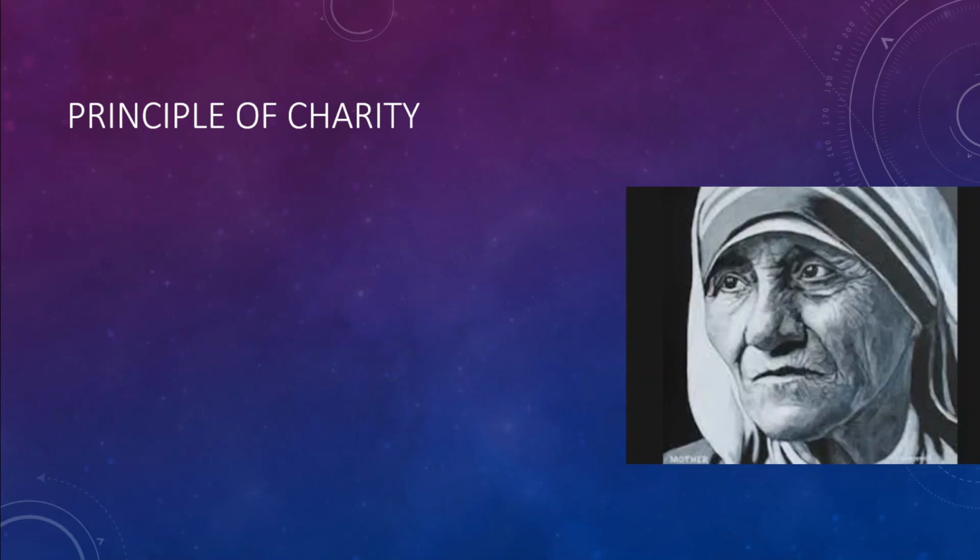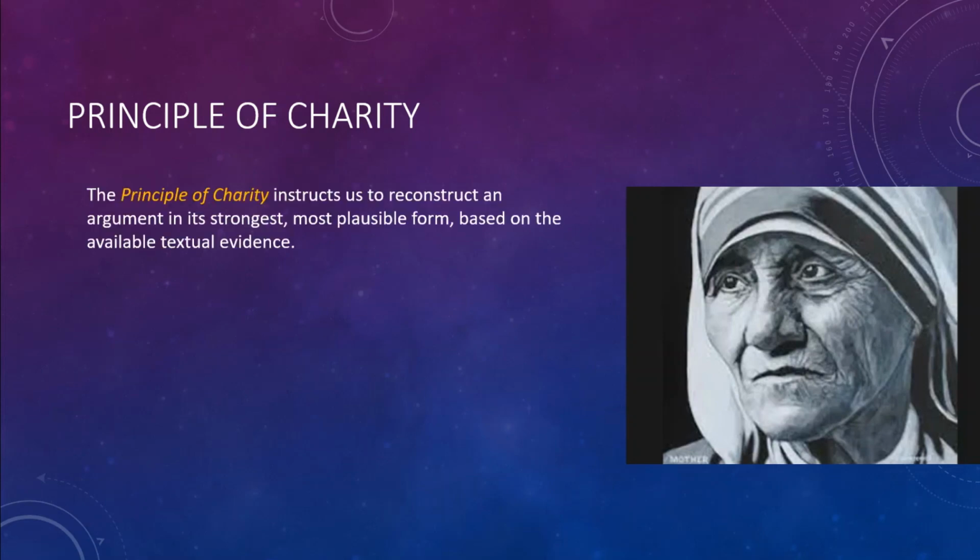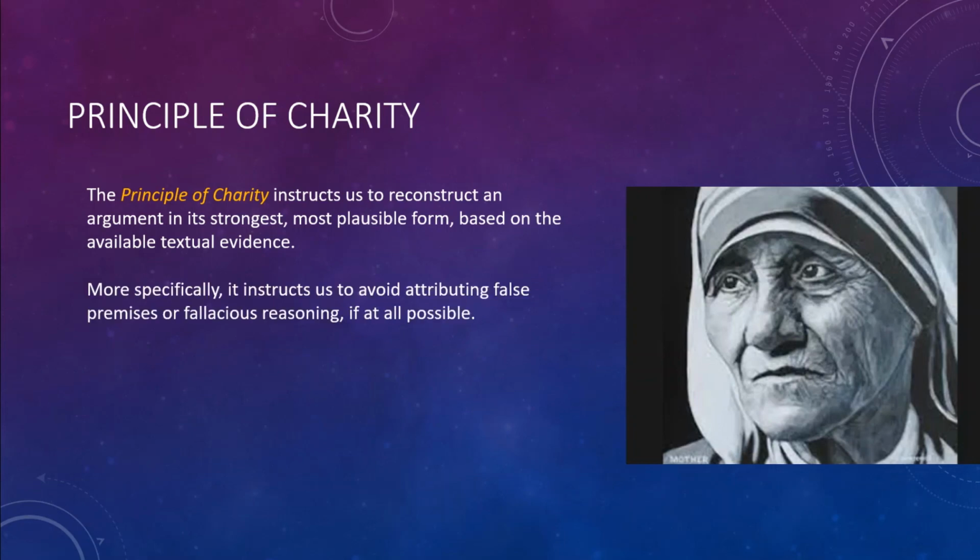We'll conclude with the principle of charity. The principle of charity instructs us to reconstruct an argument in its strongest, most plausible form based on the available textual evidence. It tells us to avoid attributing false premises or fallacious reasoning, if at all possible. Why should we follow the principle of charity? Why should we feel obligated to reconstruct someone else's argument in its strongest, most plausible form?